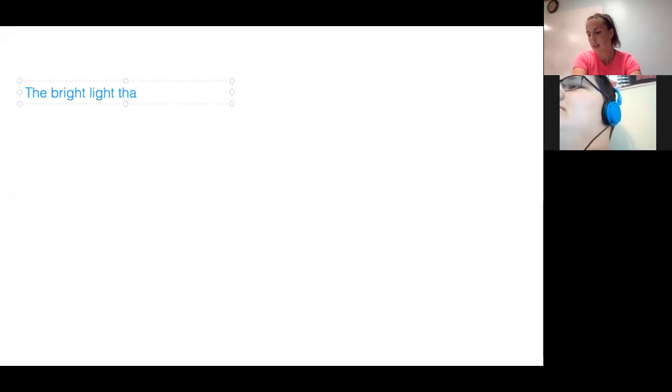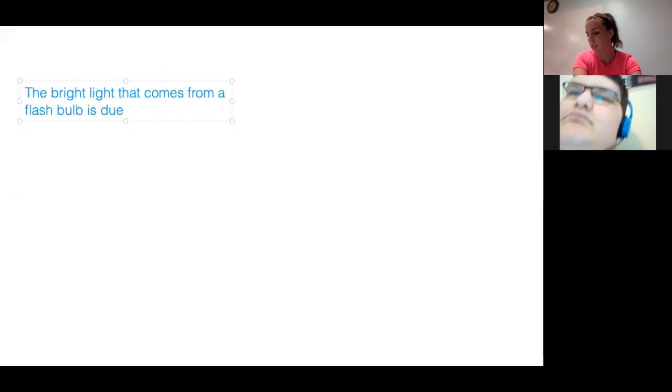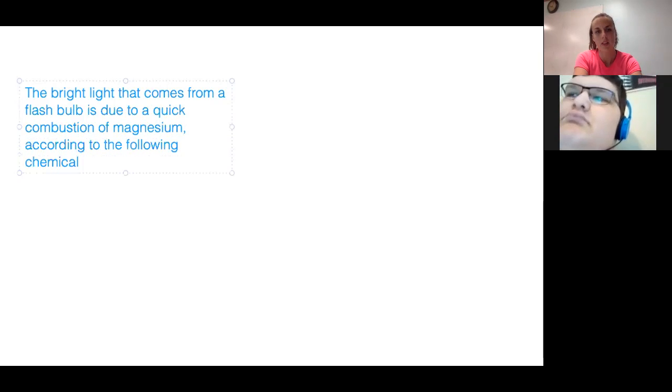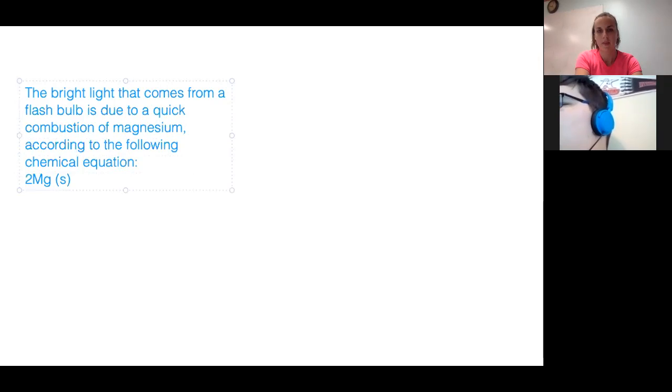Bright light that comes from a flash bulb is due to a quick combustion of magnesium according to the following chemical equation. So that 2 should be a subscript, but I'm just going to leave it a 2 because I don't really know how to do that on here. And the equals is basically the arrow. It's the best I can do with the weird way I have to type in here. Sorry for that.